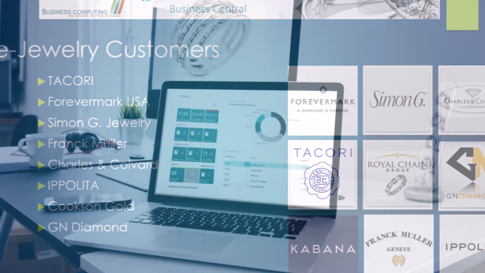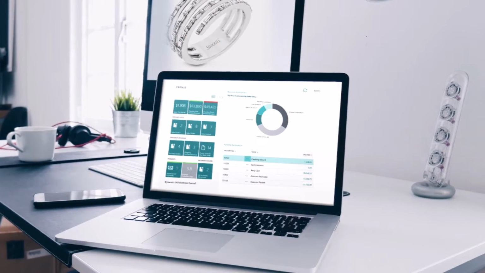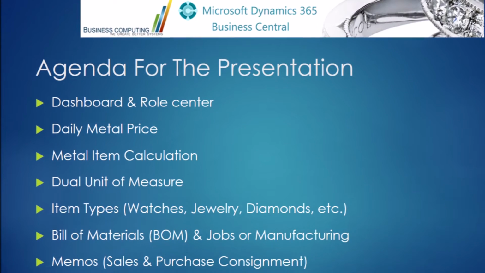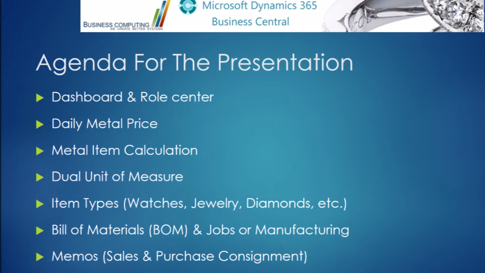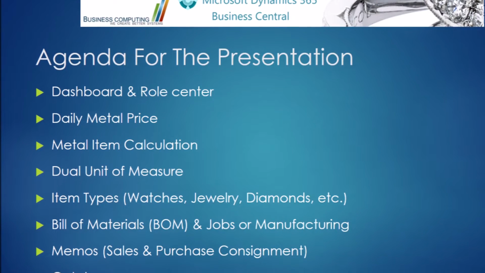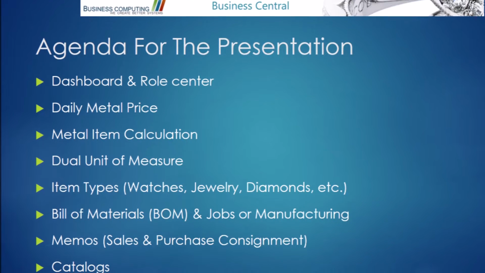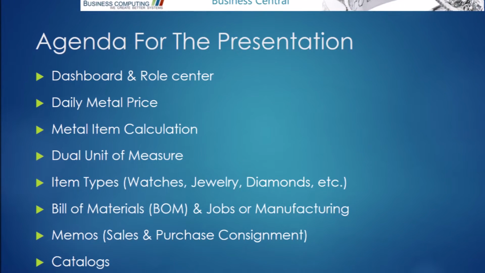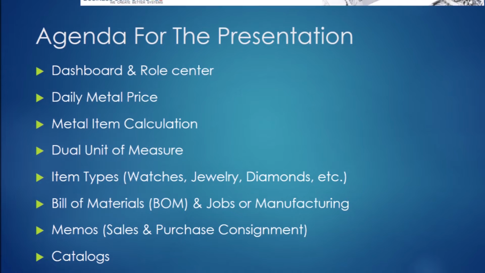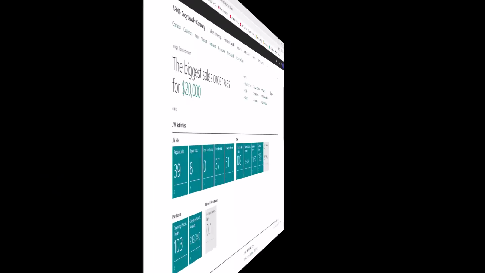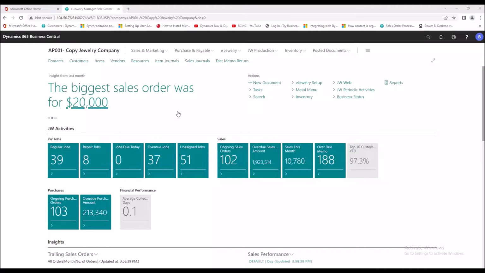In this particular preview, we'll cover the following items: dashboard and role center, daily metal price, metal item calculation, dual unit of measure, item types like watches, jewelry, diamonds, BOM, which is the bill of materials, jobs, which is our manufacturing module, memos, which are sales and purchase consignment, and catalogs. This will be a brief overview of the eJewelry app for Business Central, designed by Business Computing.